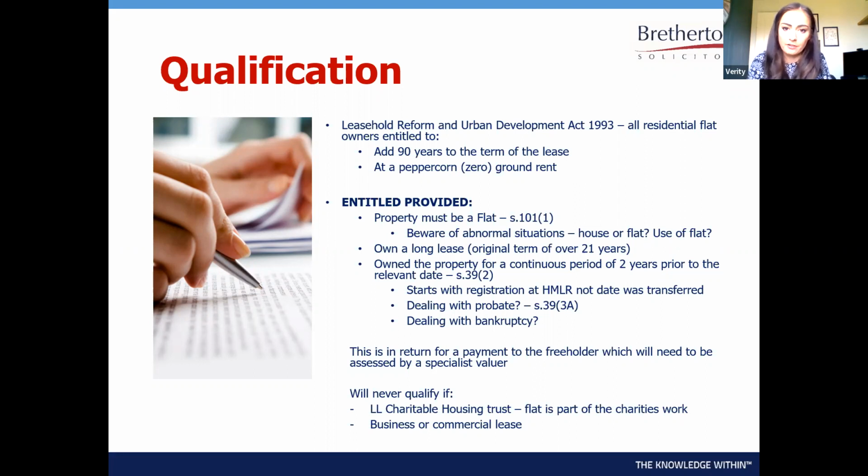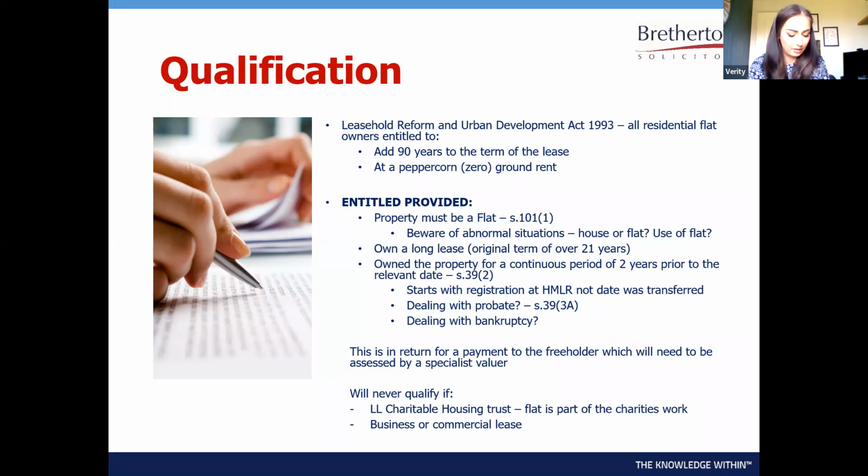It's normally pretty self-evident if a property is a flat, as we all know. It forms part of a building that's constructed or adapted for the purposes of that, and either the whole or a material part lies above or below the other part of the building. But do beware of abnormal situations. You could come across situations where it would normally be considered a flat, but it's actually defined as a house under the purposes of the lease. So your first point of call is to always check your lease for the definition of the demise.